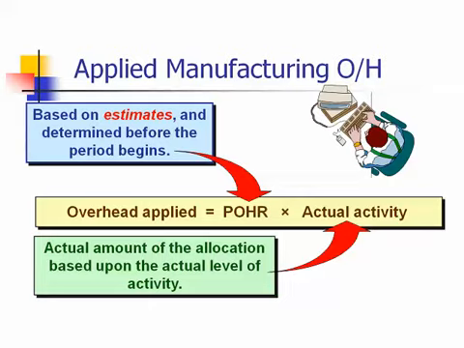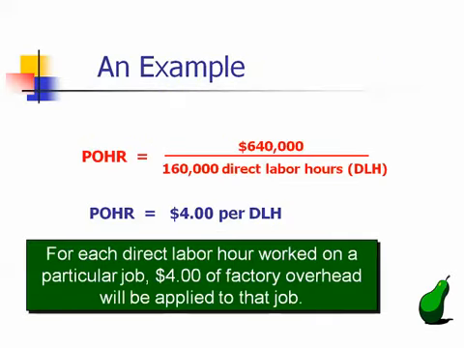For example, assume that we apply overhead to jobs on the basis of direct labor hours, and our estimated total overhead for the year is $640,000, and we estimate that we're going to work 160,000 direct labor hours. Then our predetermined overhead rate would be $4 per direct labor hour.